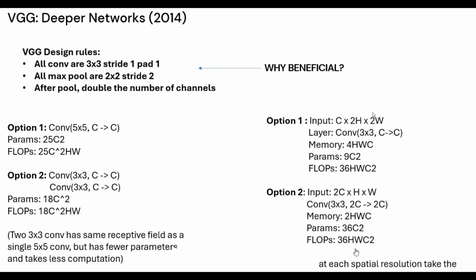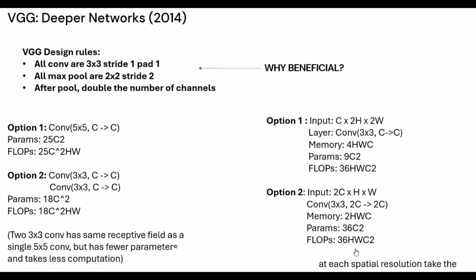Suppose we have two options. The first is one convolutional layer of kernel size 5x5. It does not change the channel dimension; as you can see, C is the same in the output as well. The parameters here are 25 C square. How? Because the kernel is 5x5, we have C number of kernels, and the channel dimension of each kernel is also C. So C into C into 5 into 5 is 25 C square. And the number of flops is 25 C square HW, where H and W are the spatial dimensions of the input image.